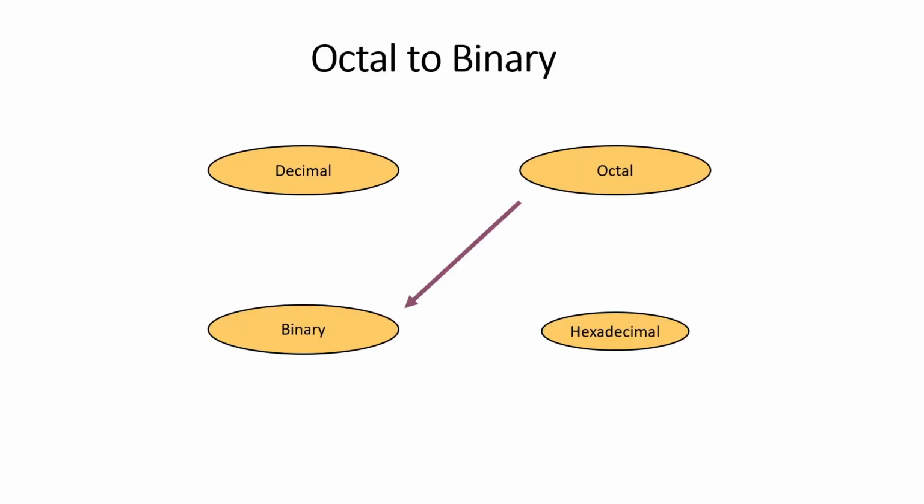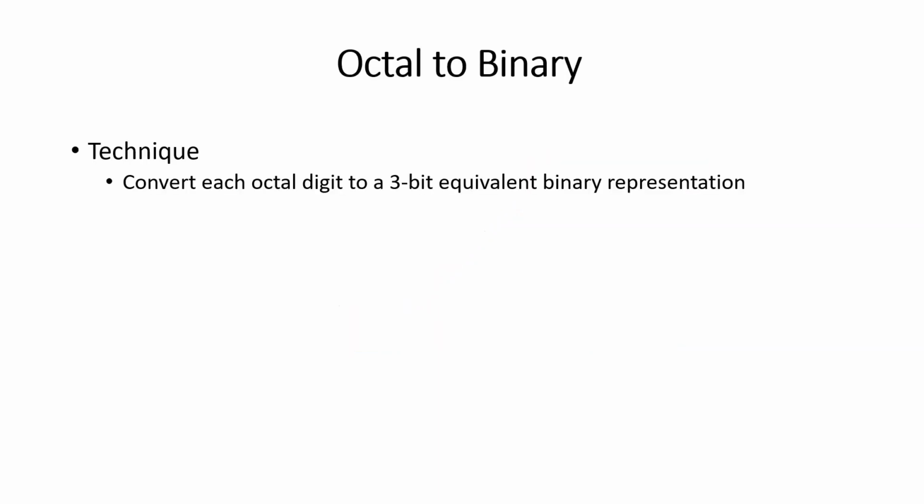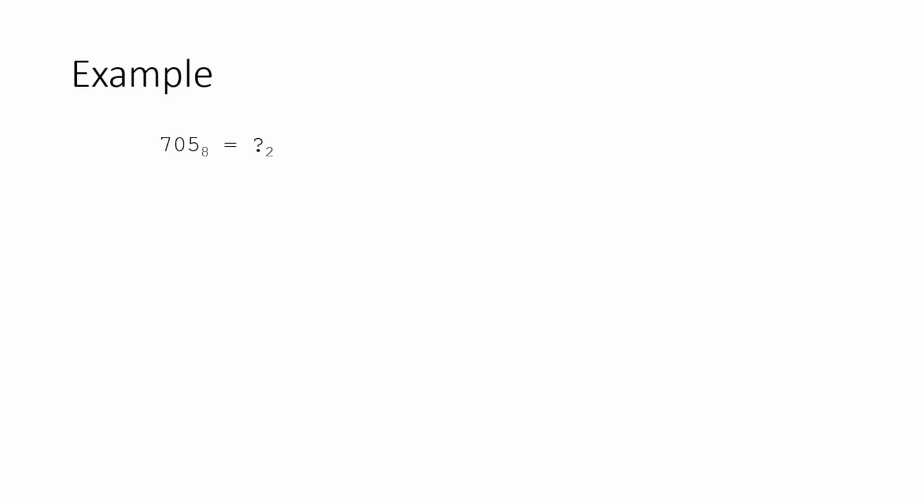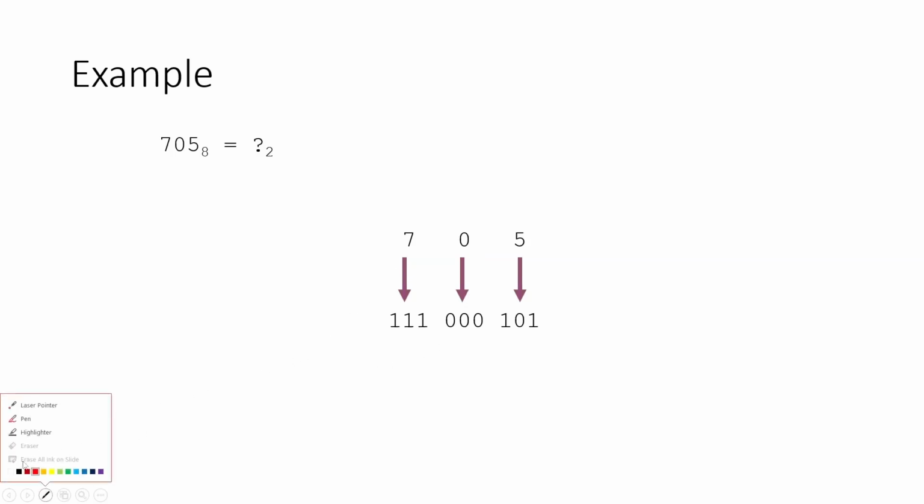So now we can see octal to binary, and the technique is to convert each octal digit to its 3-bit equivalent binary representation. Here is 705. So 705, we have seen that 5 in decimal is 101 in binary form, and 0 is equal to 000, and 7 is equal to 111. So the result is here, you can see.